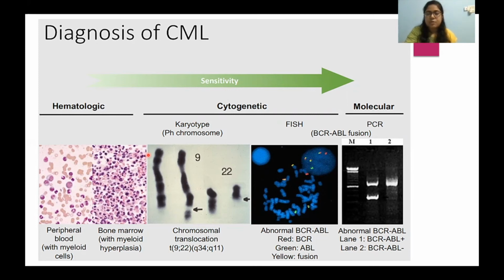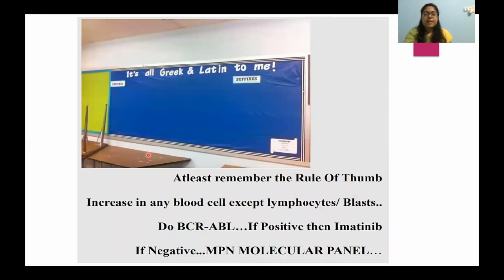Okay, so this is how we go for the workup of any myeloproliferative neoplasm patients. Now, if you think everything is Latin and Greek, the rule of thumb is, whenever there is an increase in blood cells which are not lymphocytes and not blasts, do a BCR-ABL. If it is positive, give imatinib. If it is negative, do an MPN molecular panel. That's it. Just remember this much.